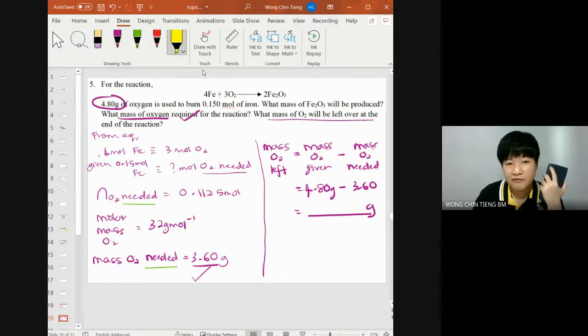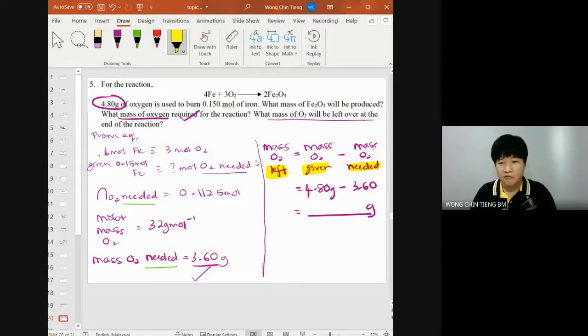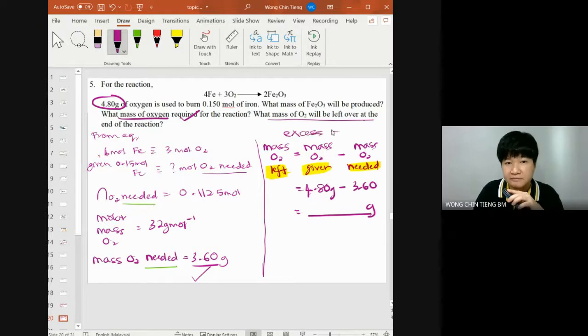And look at my formula over here. Nak cari yang leftover. Kita akan ada banyak soalan akan tanya. Volume leftover, number of mole leftover, mass leftover. Leftover mesti adalah given tolak needed untuk excess reactant. Untuk excess reactant nak cari leftover senang je. Given tolak needed. So mesti kena cari needed. Okay, needed untuk excess reactant. Question so far?